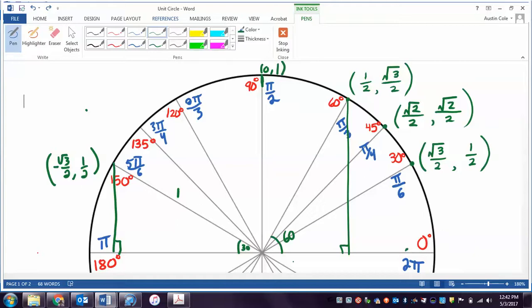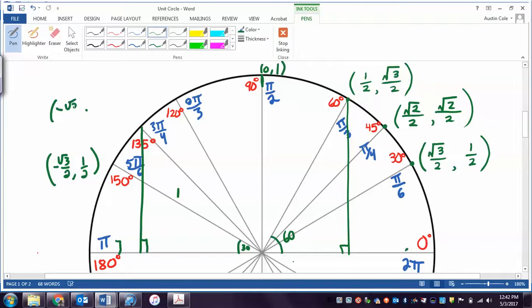All right, so we've got 135. We said that that is a 45-degree angle. So what do you think our point's going to be? Same as when it's square root of 2 over 2, and then square root of 2 over 2. Exactly, right? It's the same thing as this 45 degrees, only since we went left, we have to turn the x into a negative. So we're going to have negative square root of 2 over 2, square root of 2 over 2.